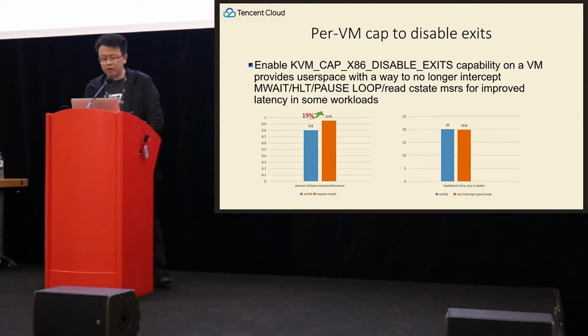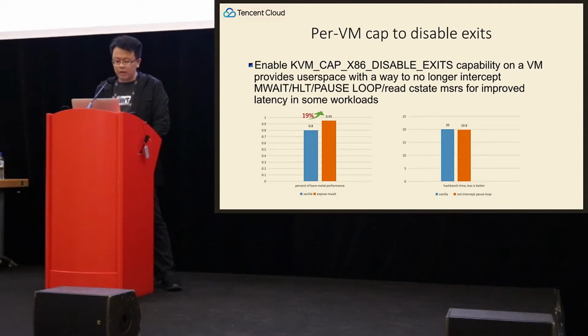Next one is a capability to disable exits. Enabling this capability on a per-VM basis gives user space a way to no longer intercept some instructions, for improved latency in some workloads. For example, after we expose MWAIT to the guest, we can observe in some production workloads the performance going from 80% of bare metal performance to 95% of bare metal performance.